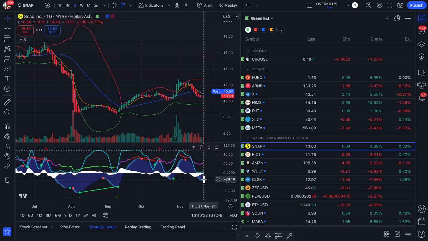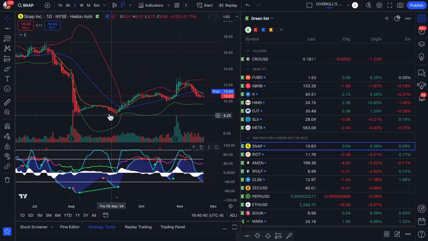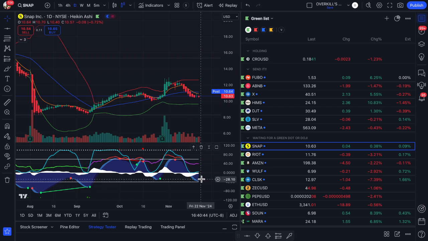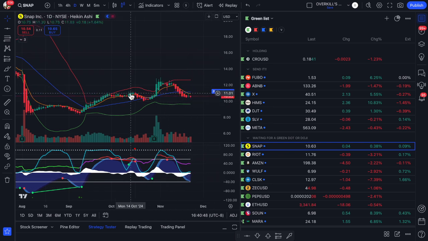I know we don't have the confirmation yet, but you can see the last time we got a green dot was in October at $10. It went all the way up to $13. This one came back in September at $8. It went all the way up to $11. So you're going to get that green dot here, I would say, within the next week, and that'll be a good place to enter.